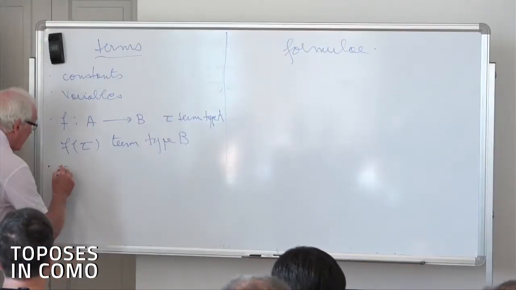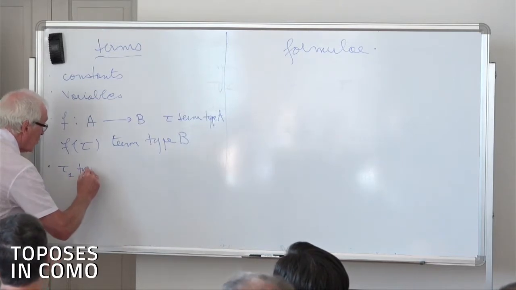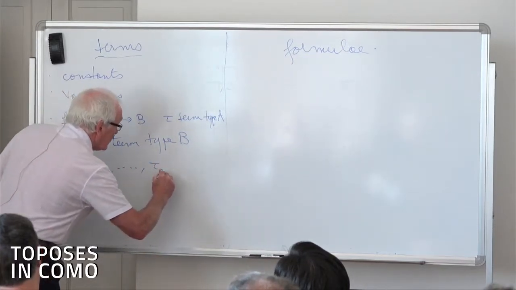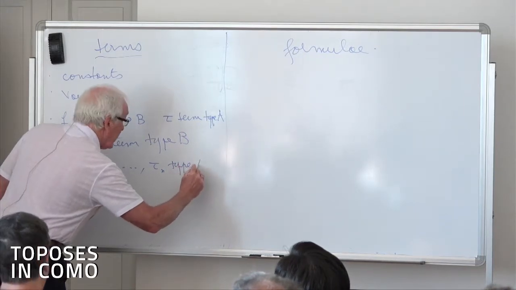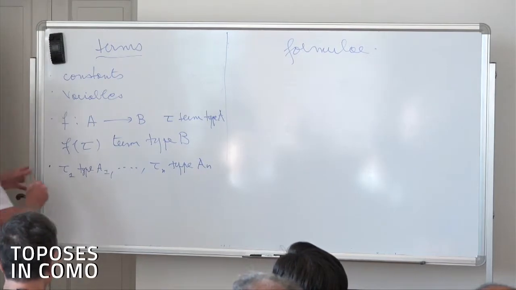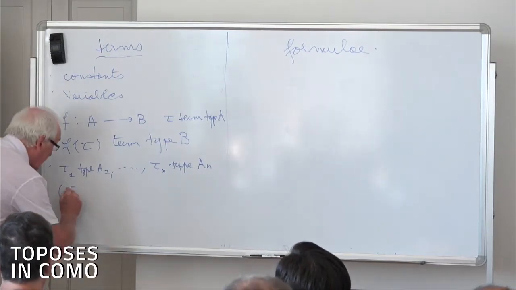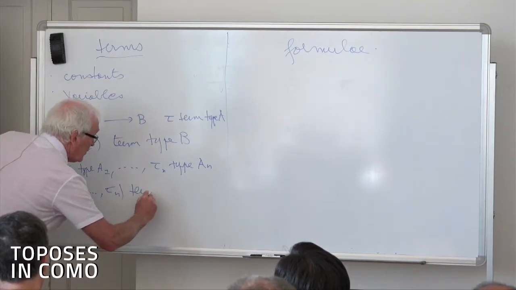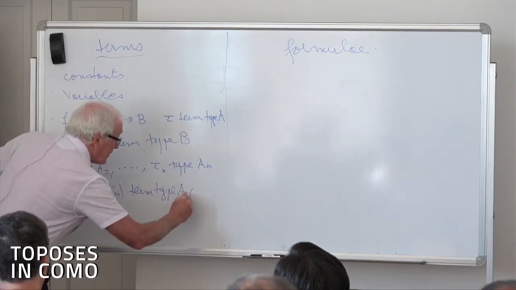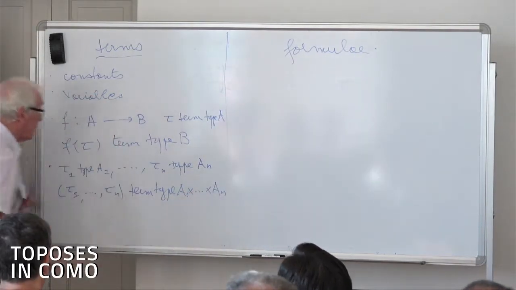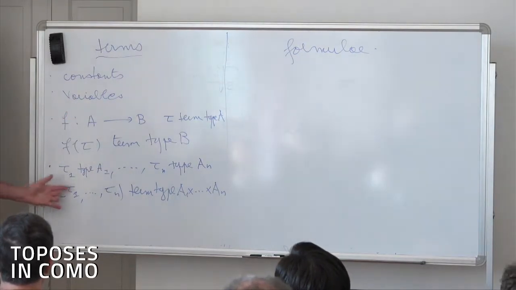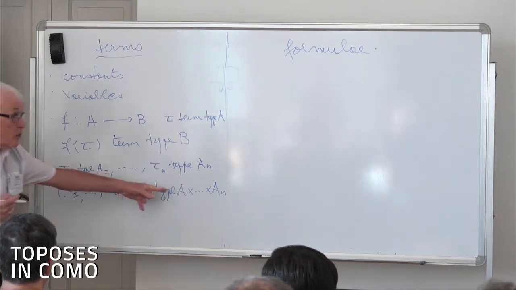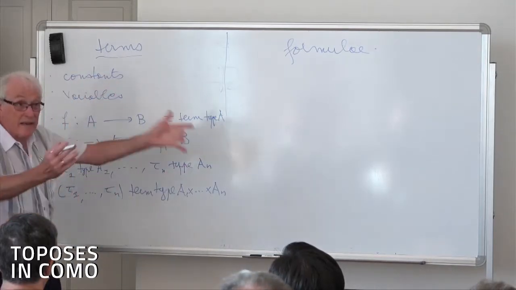So if I have now a term tau1 of type A1, let me say tau n of type An, then I construct a word: I open the bracket T1, comma, up to Tn, and I say that this is a term of type A1 times An. Intuitively, if those things represent elements of the Ai, well, this bracket represents an element of the product. And so if on the product you have an addition, you just apply this and that, and you construct the addition.